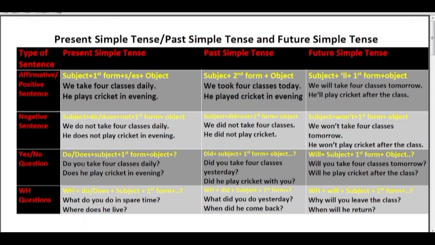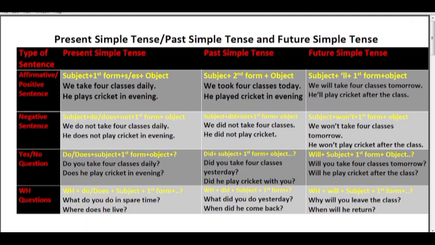For making yes-no questions in present simple tense, we bring do or does to the start of the sentence. As for the subject, if the subject is plural, then do, and if the subject is singular, then does, then subject, then first form of the verb, and then object, and finally question mark. For example, do you take 4 classes daily? Yes, I do, or no, I don't. Does he play cricket in evening? Yes, he does. No, he doesn't.